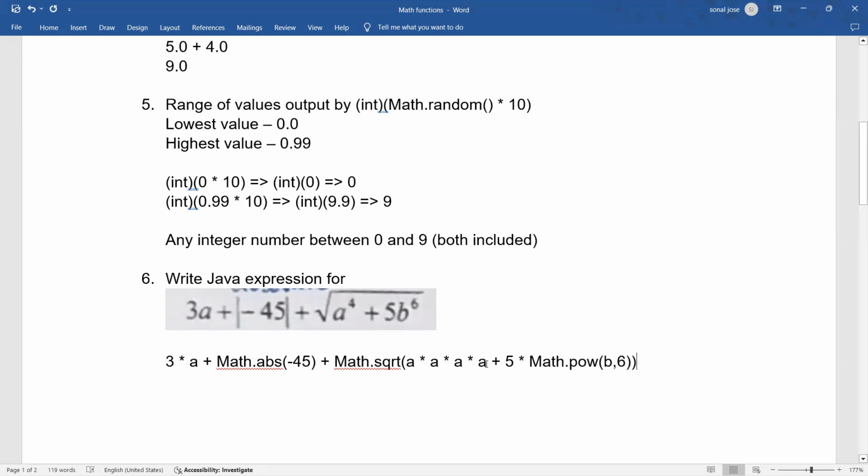Okay. So even this, A into A, what I could do is convert this to math.pow of a comma 4, and this would solve this equation. So that's it for now.